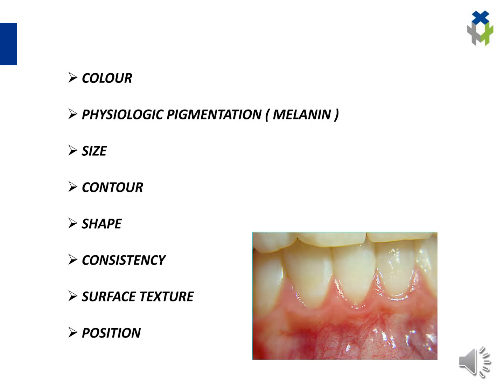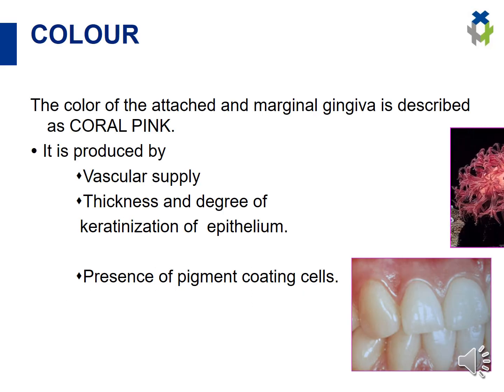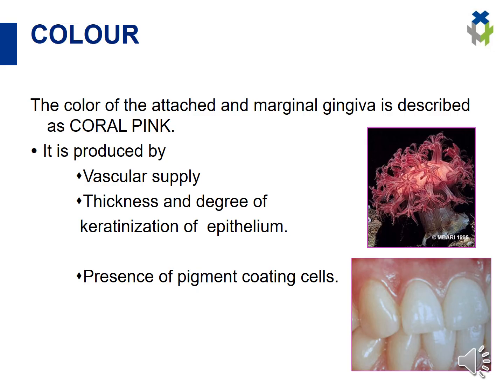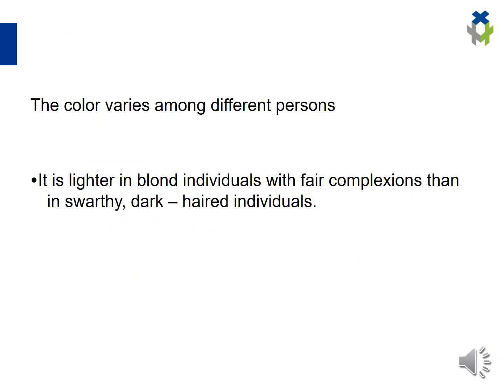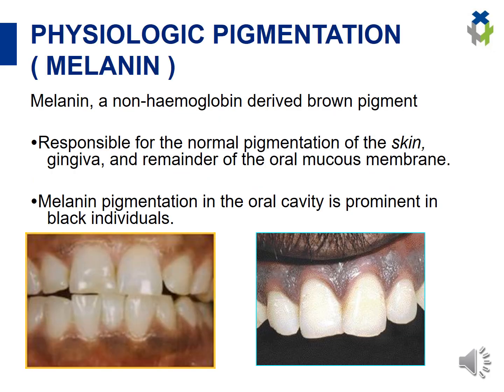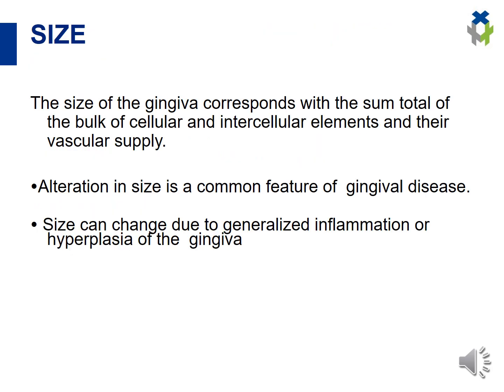Moving on to the correlation of clinical and microscopic features. The color of the attached and marginal gingiva is described as coral pink, which is determined mainly by the vascular supply, thickness and degree of keratinization, and presence of pigment-containing cells. The color varies among different individuals. It is lighter in blonde individuals with fair complexion than in swarthy, dark-haired individuals. Melanin, a non-hemoglobin-derived brown pigment, is responsible for the normal pigmentation of the skin, gingiva and remainder of the oral mucous membrane.